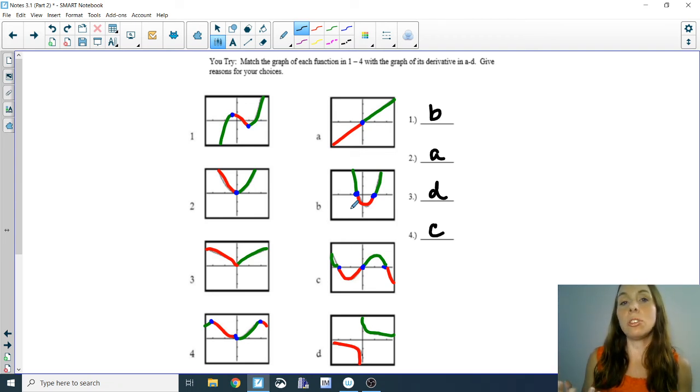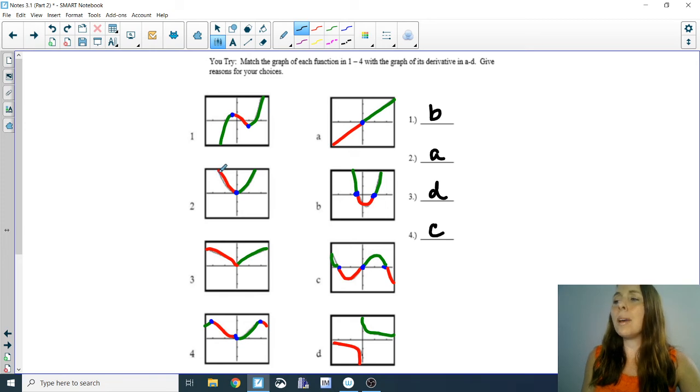why they match. And you can't say, well, this one's increasing here and this one's increasing there. No, that's not it. Increasing function matches with positive derivative. Decreasing function matches with negative derivative. Horizontal tangents match with zeros on the derivative. Okay, so same idea for number 2.